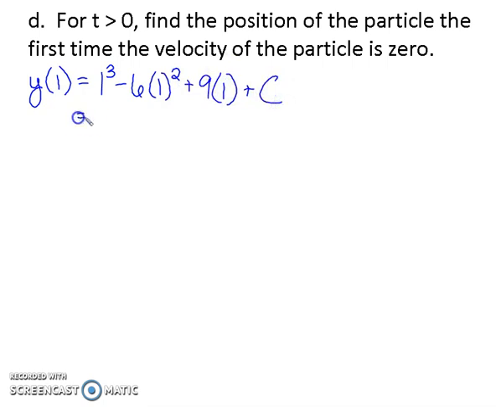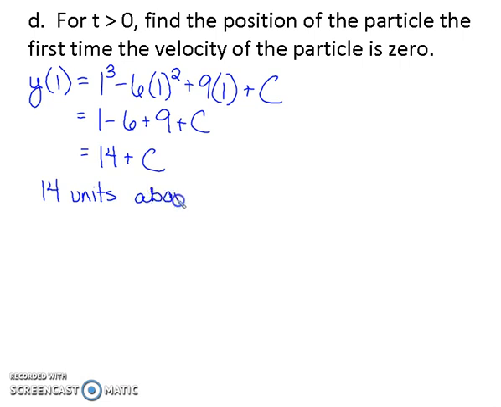So that works out to be 1 minus 6 plus 9 plus c, so that's 5 plus 4 is 14 plus c. So that's actually the best you can give. You can say 14 plus c. Now c is actually going to be the initial position. So you could say 14 units above the starting point if you wanted to. If you wanted to be more specific as to what that 14 really represents there.